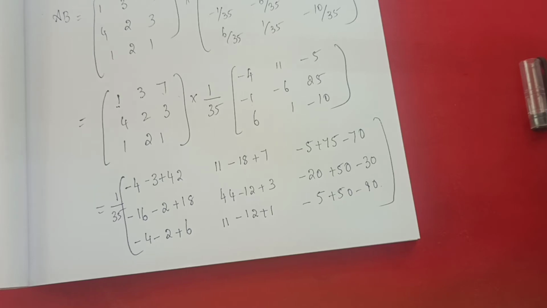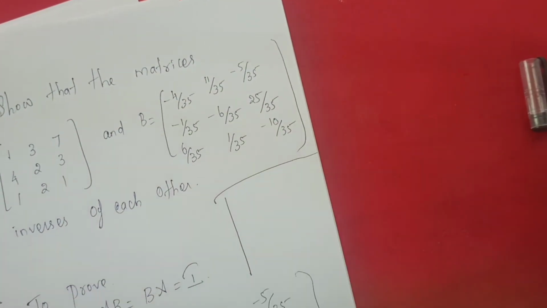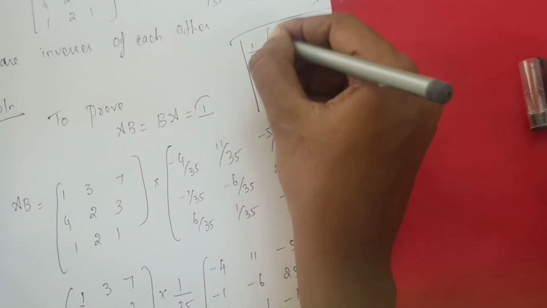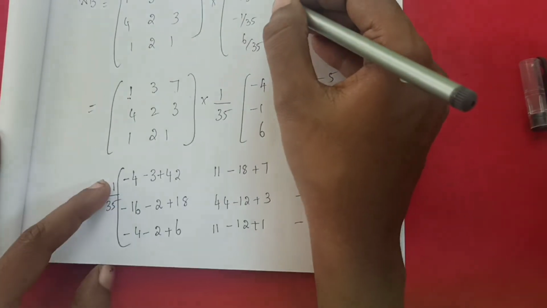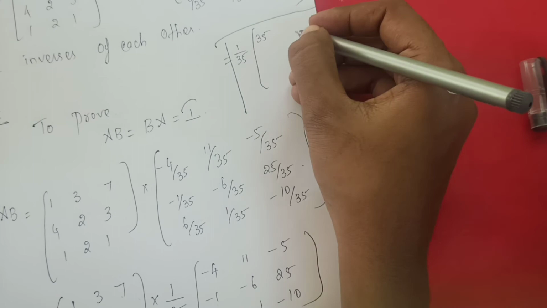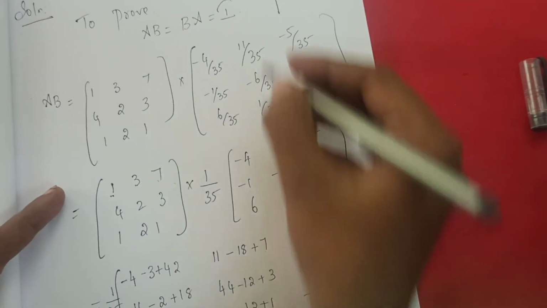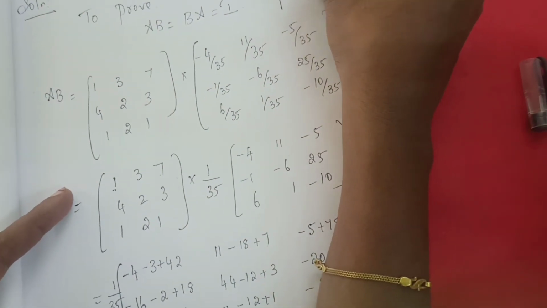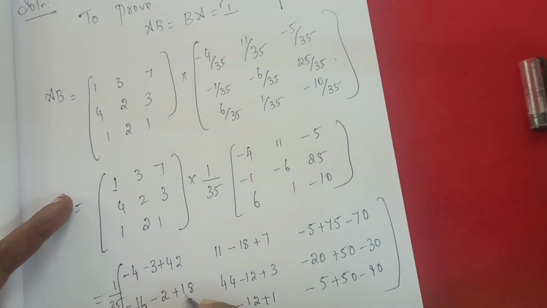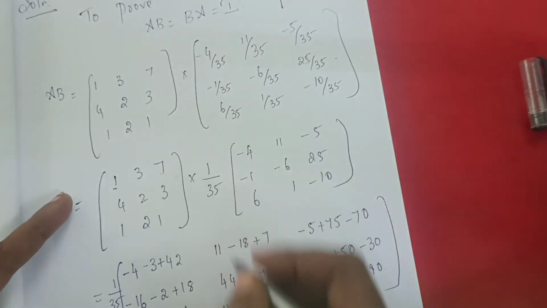Okay. So what will you get now? I am writing this step here, so then only I can see from here. So 1 by 35 is outside. Inside, minus 4 minus 3 plus 42, so that is 35, correct? Then next one, 11 plus 7 is 18, 18 minus 18 will be 0. Here also 0. Then this one, 18 minus 18, it is also 0.